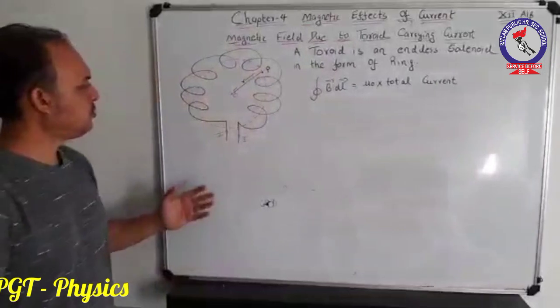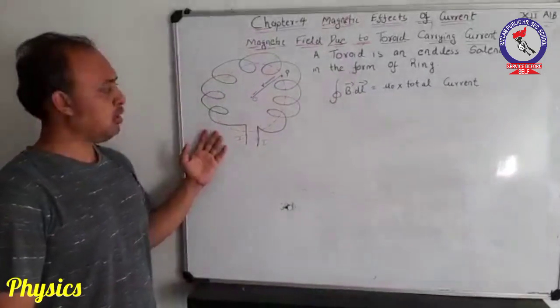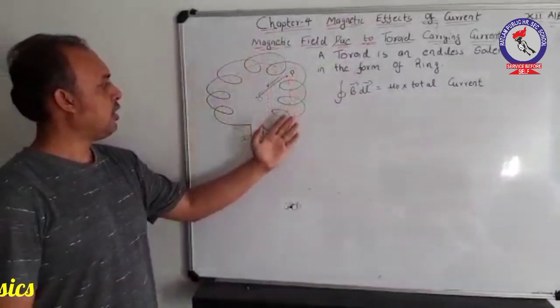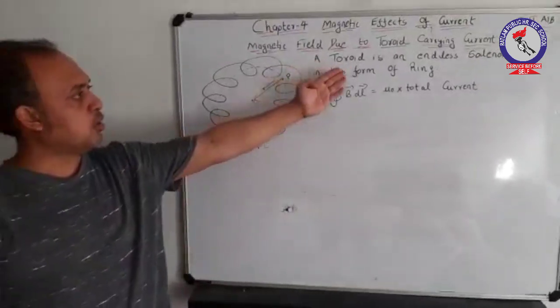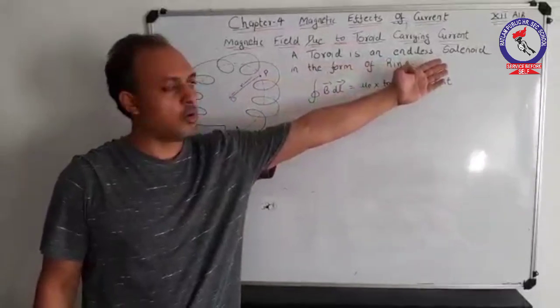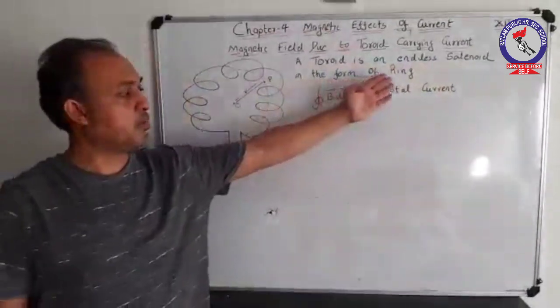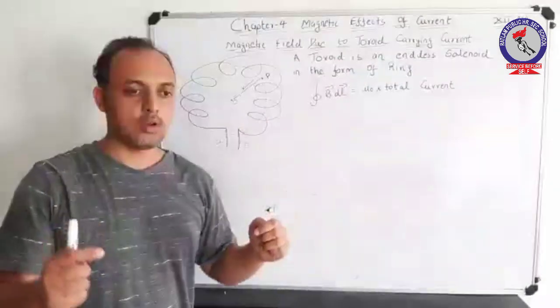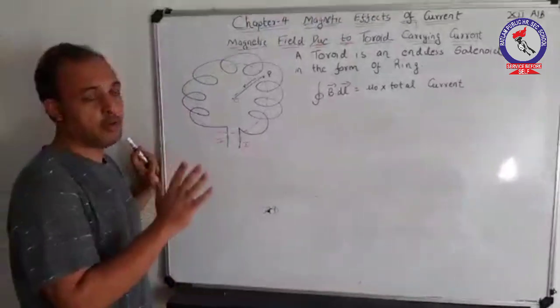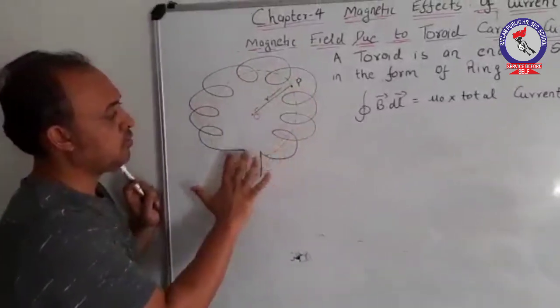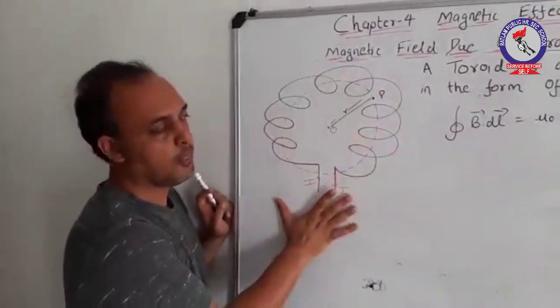As you observe in the given diagram, this structure which is held in the form of a ring is a toroid. As the definition says, a toroid is an endless solenoid held in the form of a ring. So if you are creating a toroid in the form of a ring, definitely the magnetic field which is created inside is formed in the form of a circle.